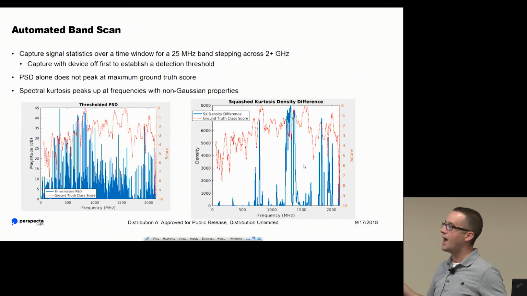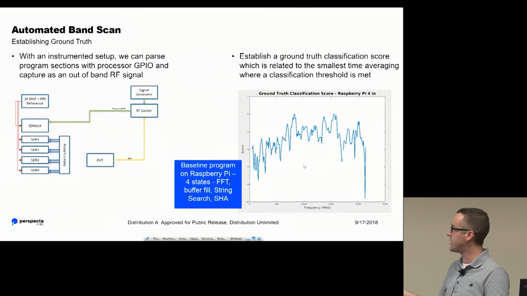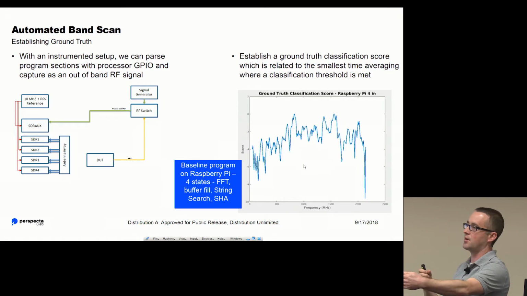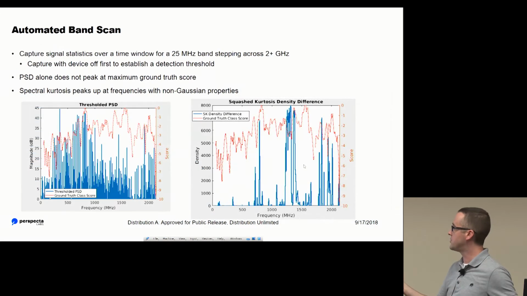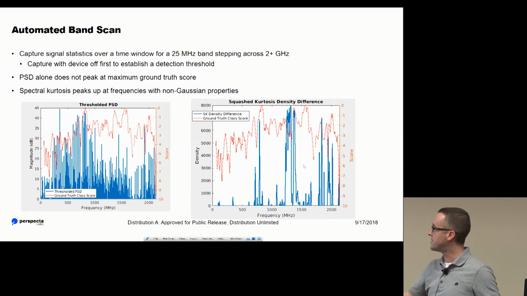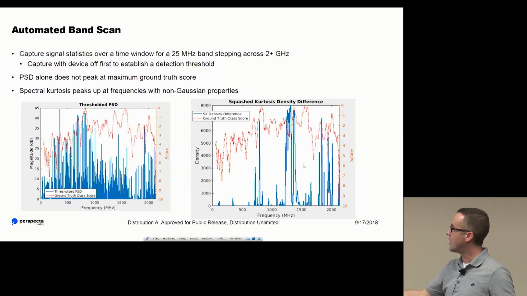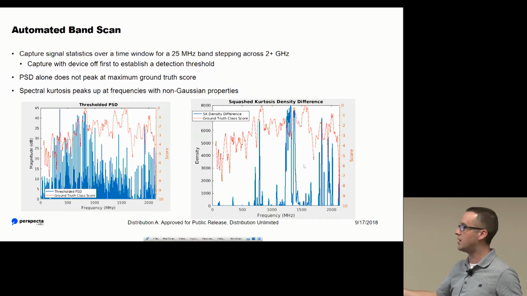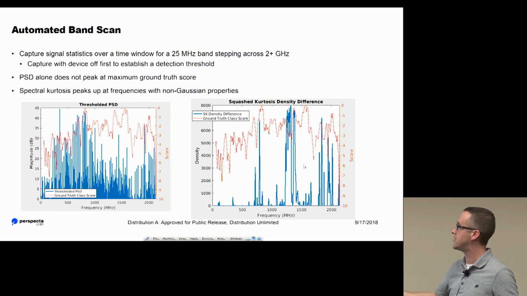And so now, how can we do this without having an instrumented setup? Just taking an antenna, setting it up next to the device. How can we then scan the band and figure out, if I want to characterize this device, where do I need to tune the radio? And so if we take measurements like that, just looking at the power spectral density, we can see that we get very big spikes in places where it's not necessarily a good place to tune the radio. Those weren't the places where we were getting good classification metrics.